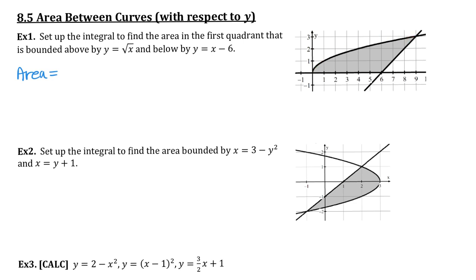However, because I'm doing this with respect to y, I need to change my equations so that they're in terms of y. Okay, so let's see which one's which. This is going to be my higher function. We wrote it as y equals x minus 6. If I want to do the integral with respect to y, I need to solve this for x, so it will be in terms of y. So I'm going to add the 6 over. I get x equals y plus 6. This is my higher function.